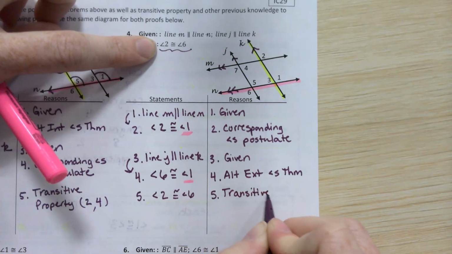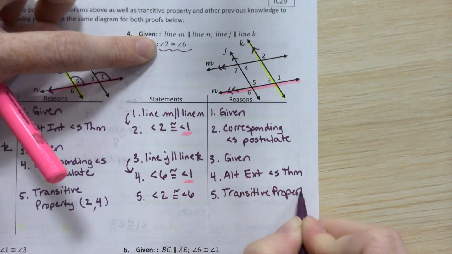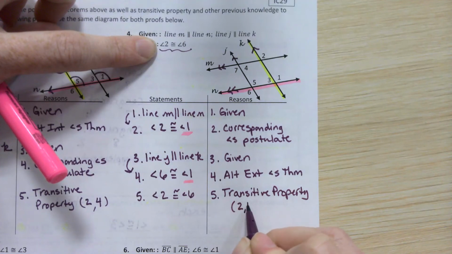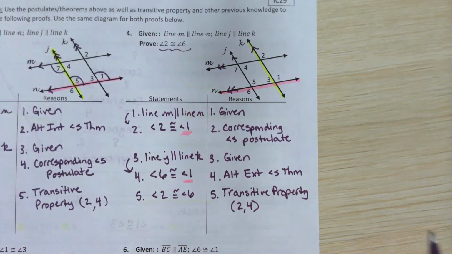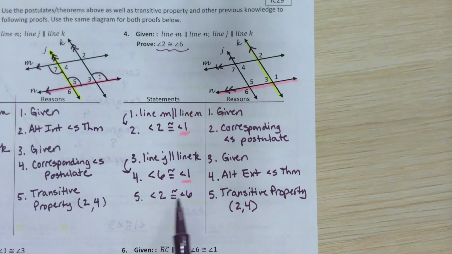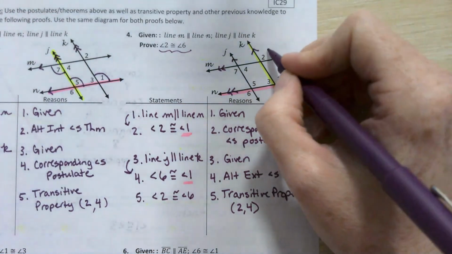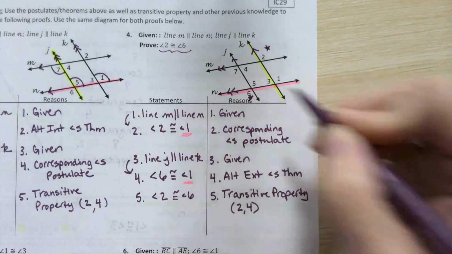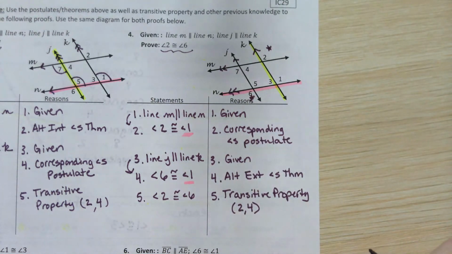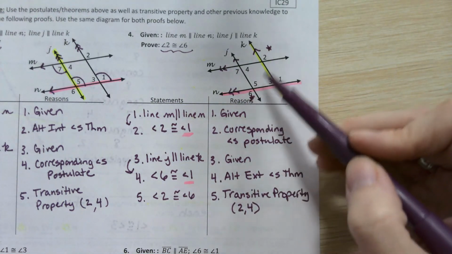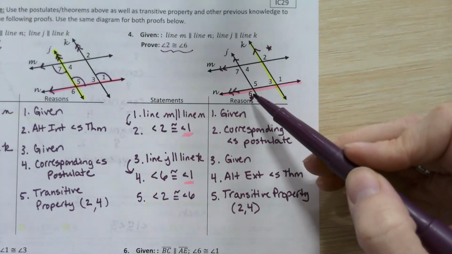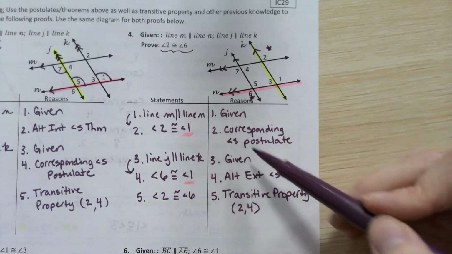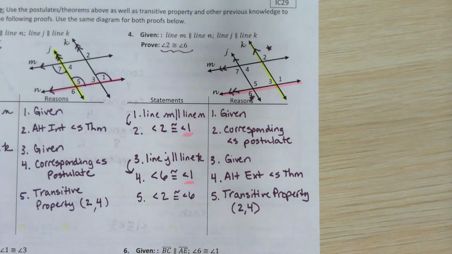So there's our transitive property again, combining statements 2 and 4 together to create that new set of congruent angles, where angle 2 all the way over here in the picture is congruent to angle 6 all the way over there in the picture. We couldn't have proved that any other way because they're not connected by a transversal, so we wouldn't have been able to call them any of our other types of angles that we've learned about.